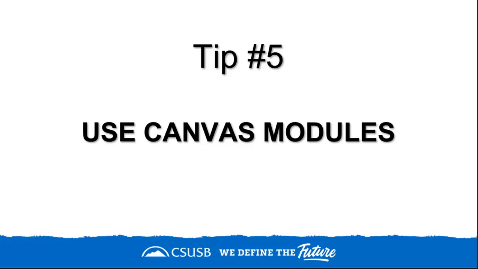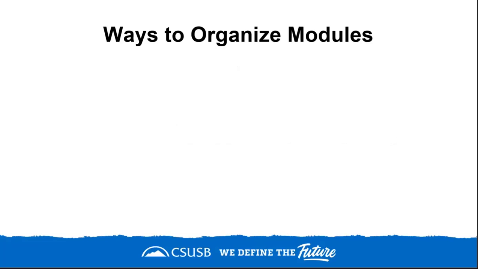Tip number 5, use Canvas modules. Modules are the primary organizational tool in Canvas and can be set up in different ways. There are 3 main ways to organize Canvas modules. First is chronological or reverse chronological order. Organizing by weeks is a common practice. If you use the chronological method, I highly recommend including specific dates in module titles, such as Week 1, Course Introduction, parenthesis, August 23 to 30, parenthesis.